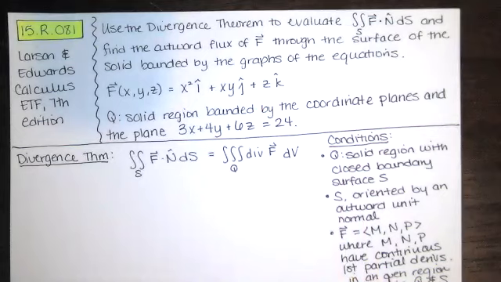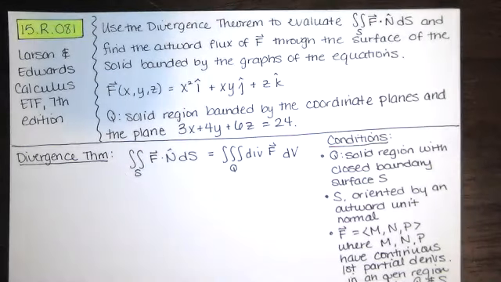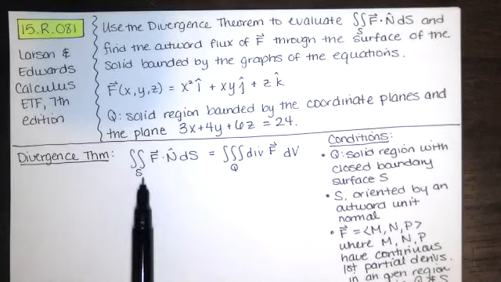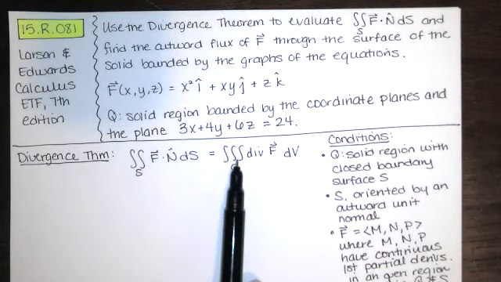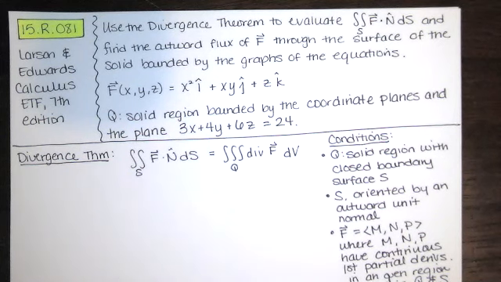We're given this as our field, and we're told that Q is a solid region bounded by the coordinate planes, that's the xy plane, the yz plane, and the xz plane, and a fourth plane, given by 3x plus 4y plus 6z equals 24. Now here's a reminder of what the divergence theorem says. It says the flux through the surface, where that surface is a closed surface, turns out to be the triple integral over the volume inside of the divergence of the field.